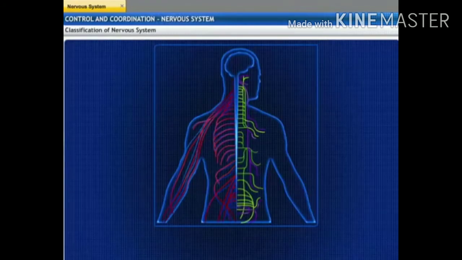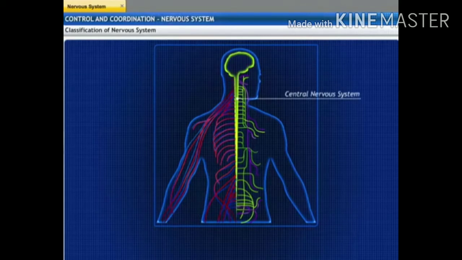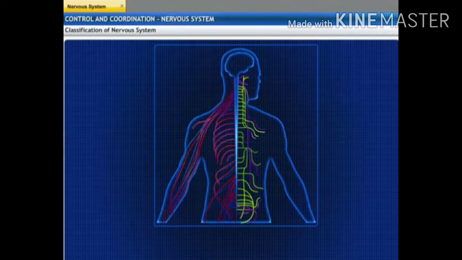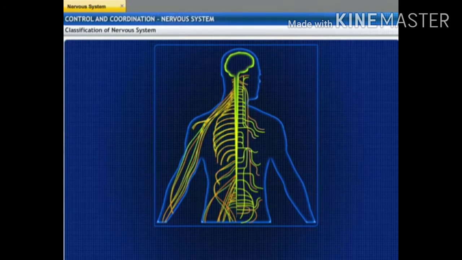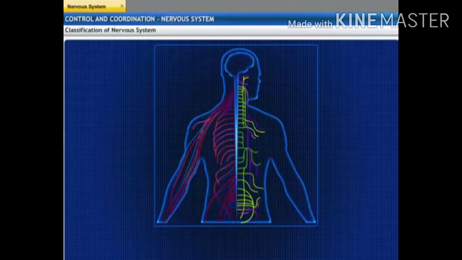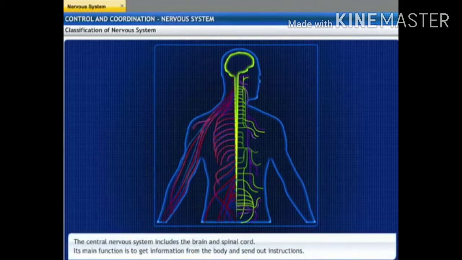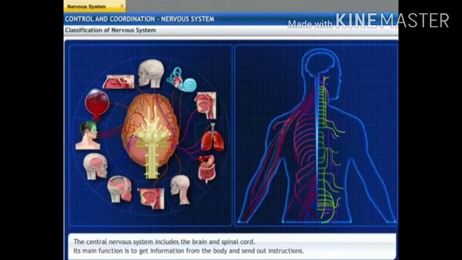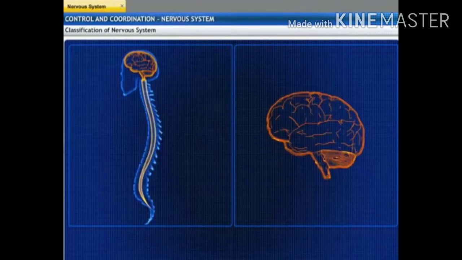The nervous system is divided into two systems, the central nervous system and the peripheral nervous system. Both these systems are connected and function together. The central nervous system includes the brain and the spinal cord. Its main function is to get information from the body and send out instructions. Let's discuss the brain in detail.